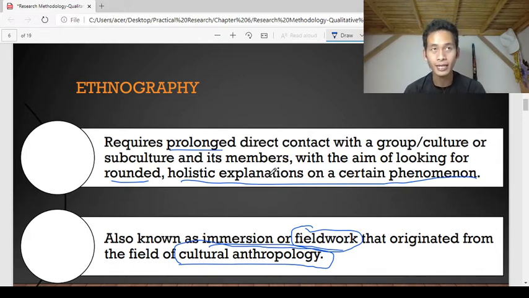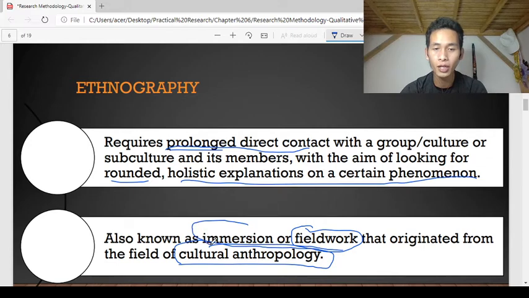What I am saying is that for you to understand their culture, their way of life in general, the researcher must personally experience firsthand the way of life or the way of living of a certain group or cultural group under study. That is why the researcher is required to have prolonged direct contact. So it is also known as immersion.